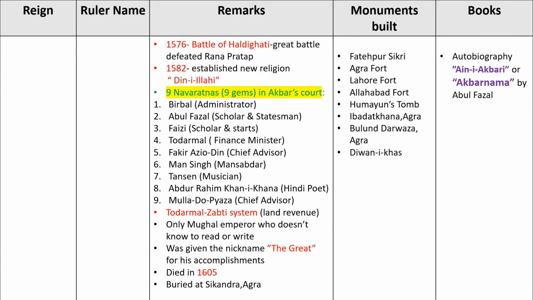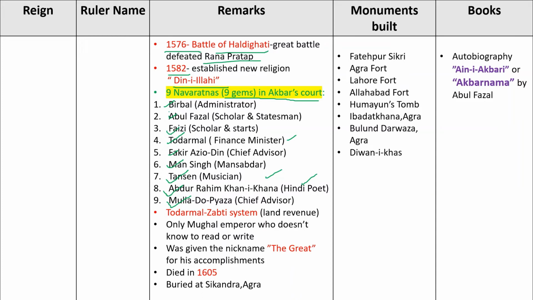In 1576, he defeated Rana Pratap in Battle of Haldighati. In 1582, he established a new religion called Din-i-Ilahi. The 9 Navaratnas or 9 gems in Akbar's court are Birbal, Abul Fazal, Faizi, Todarmal, Fakir Aziao-Din, Mansingh, Tansen, Abdur Rahim Khani Khana and Mullah Dopiaza. The noted ones are Todarmal, Tansen and Abdur Rahim Khani Khana.